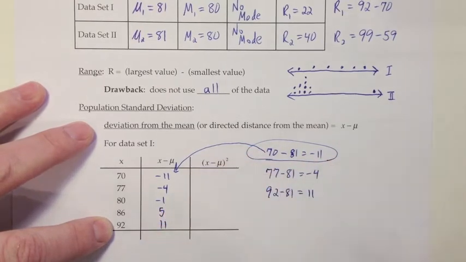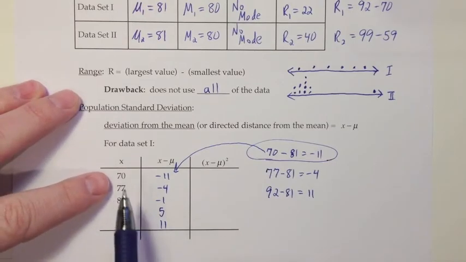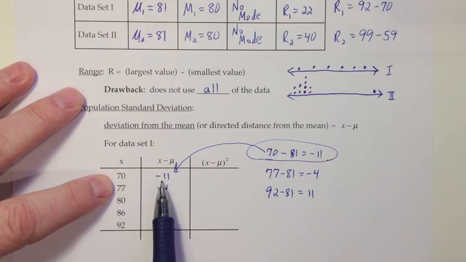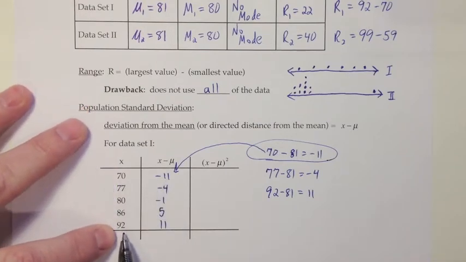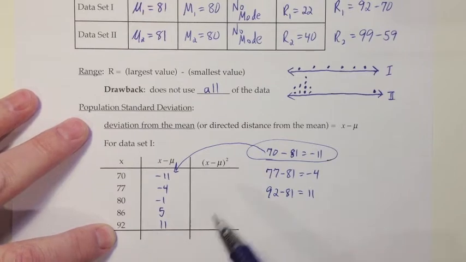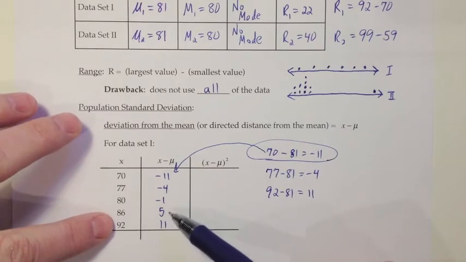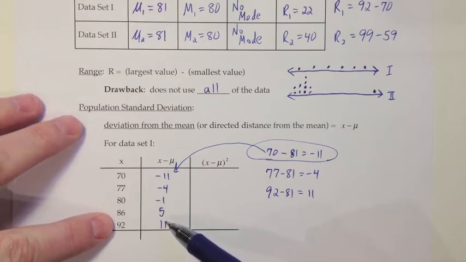So we see a little bit of this directed distance idea coming up, because 70 is 11 units to the left of the mean, and so we're getting a deviation of negative 11, whereas 92 is 11 units to the right of the mean, and that's coming out as positive. Whenever your x values are to the left, you get a negative deviation. Whenever your x values are to the right, you get a positive.